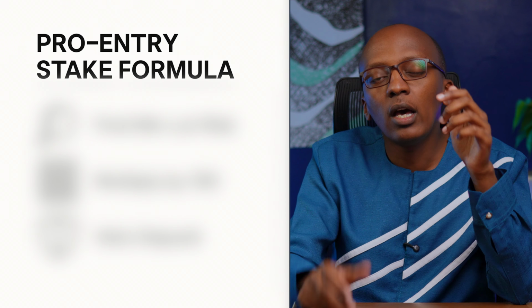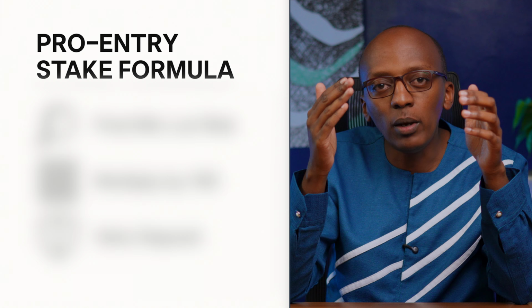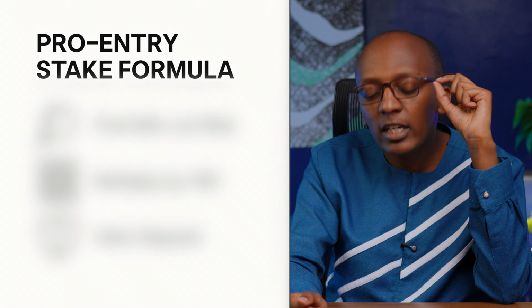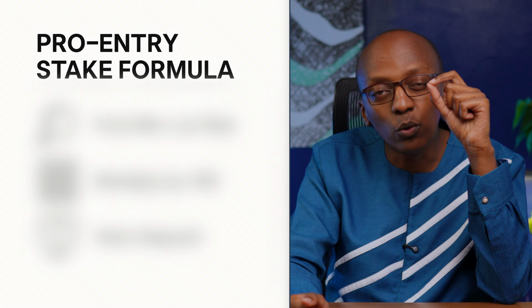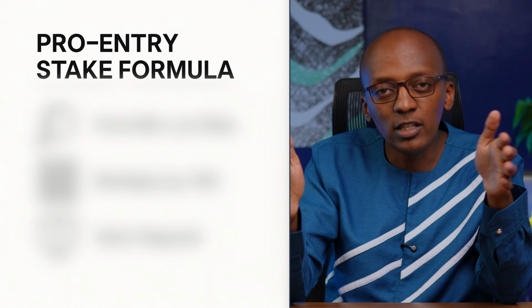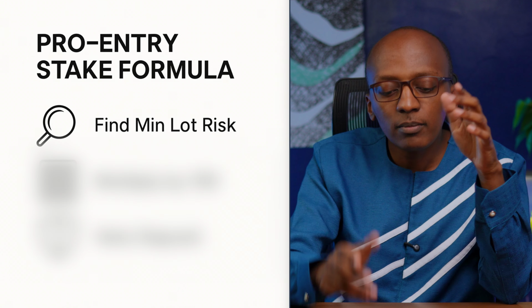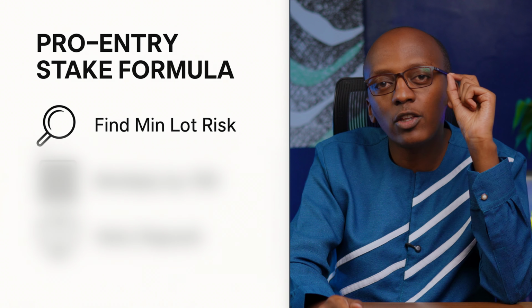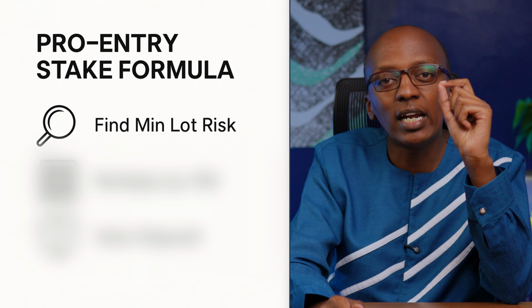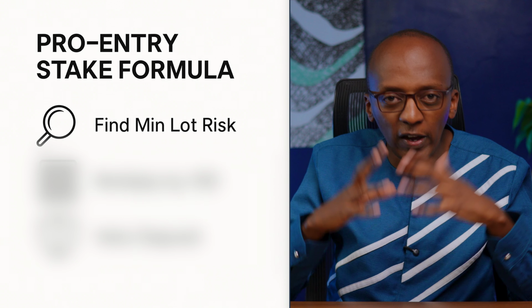So how do you know if you have enough chassis for your trading engine? You need to use the pro entry stake formula. This is a simple audit to see if you are even allowed to deposit. Here's the rule. Number 1, find your risk. Check the broker's minimum lot size for a standard trade. Let us say it is $5.